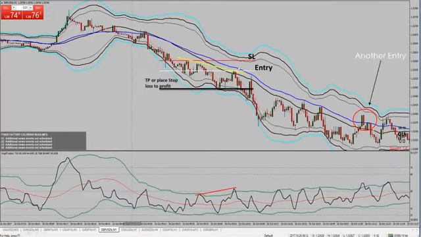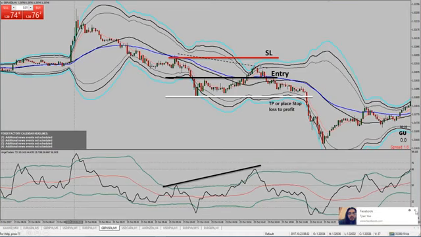Again, entry right here. It has a nice shark fin. We have great hidden divergence. Put our stop loss right here. You've got to give yourself a little bit of room. And what you're going to do is take your profit right here, or you're just going to let it ride. Also, you can see right here, here's another entry, another hidden divergence. Just threw that in there for you guys.